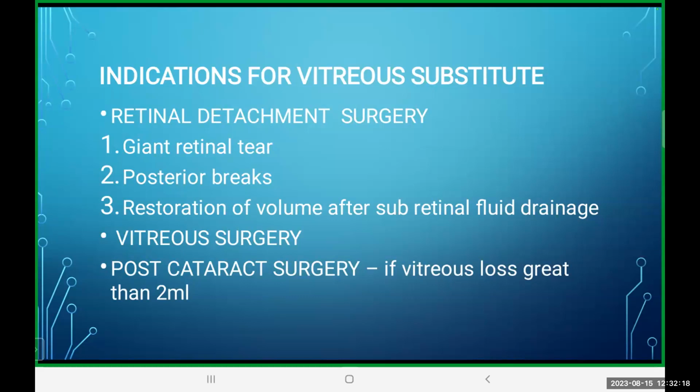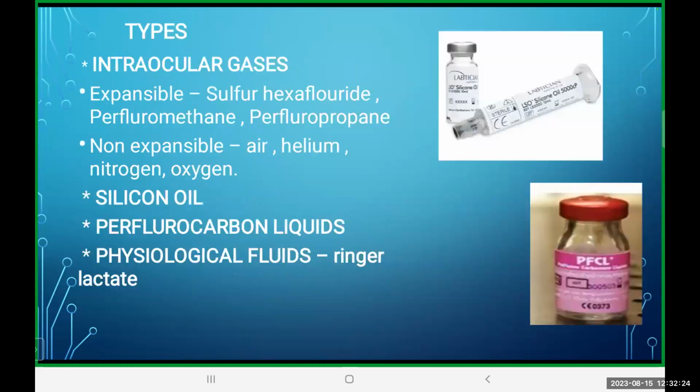Second is vitreous surgeries, and third is post-cataract surgery if vitreous loss is greater than 2 ml. What are the types of vitreous substitutes? It includes intraocular gases, which include expansile and non-expansile types.